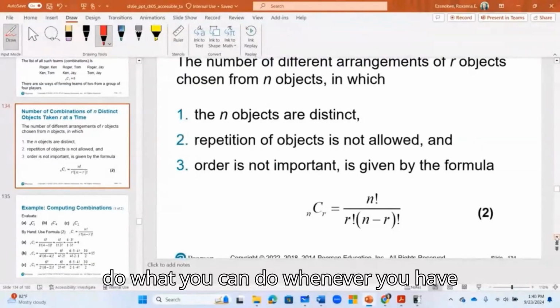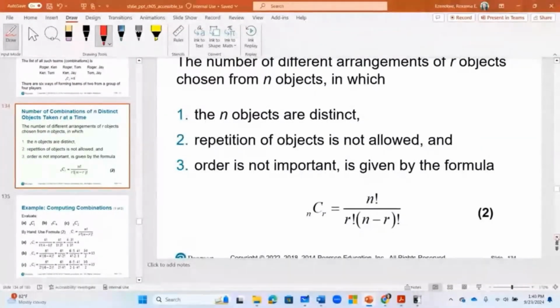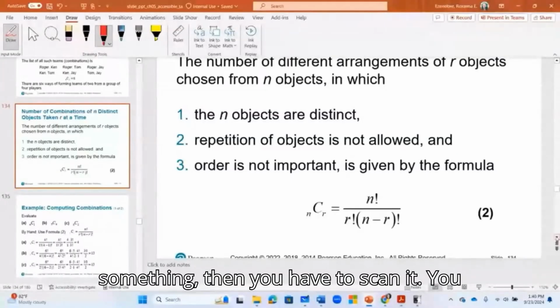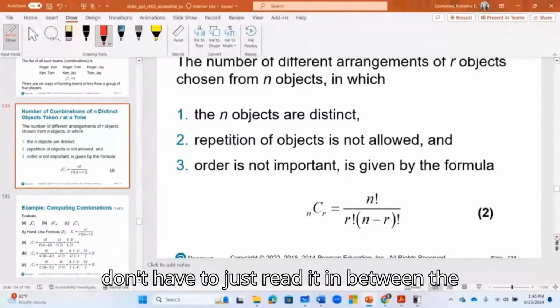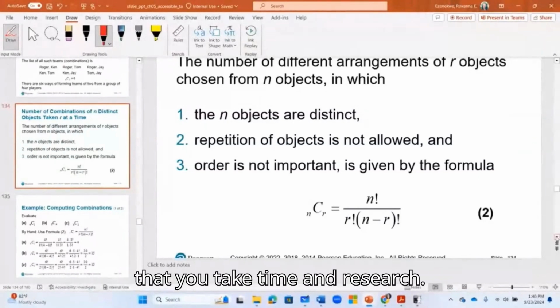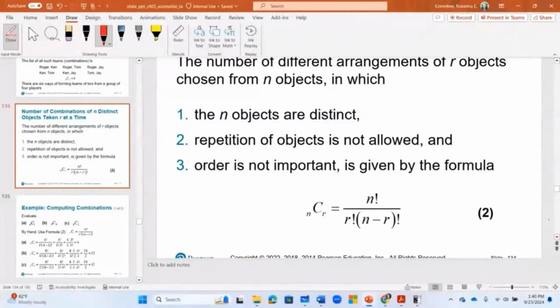Okay, so do what you can whenever you have time. If you already know something, then you can scan it. You don't have to read in between the lines. It's the one that you don't know that you take time to research.